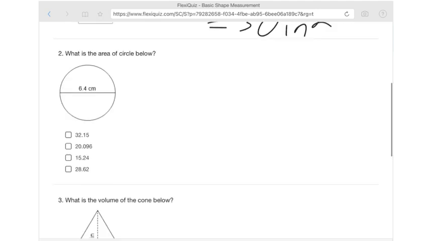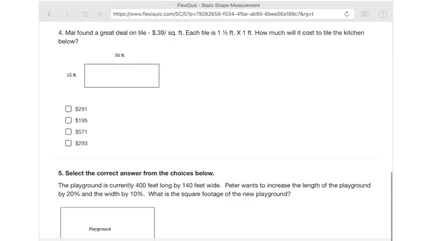Then the next question you'll see is a question on area of a circle. Then the question after that is the volume of a cone. Then the question after that is a word problem. And then the question after that is another word problem.